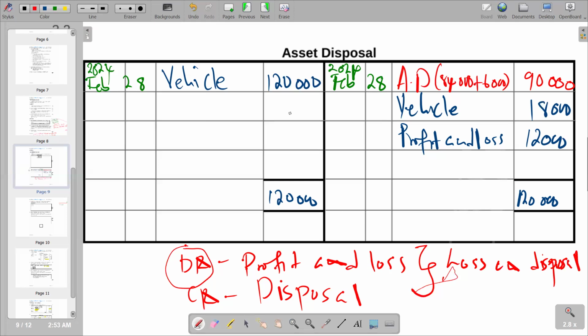On the description here, you can just say profit and loss, or alternatively, you can write it as loss on disposal.